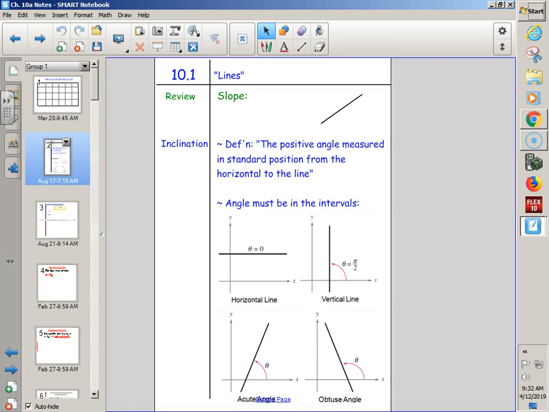Lines. Does the slope ever change? Different lines, slopes can change, but how about the same line? No, it doesn't. Nope, it doesn't change. So for a line, first of all, we can say constant slope.